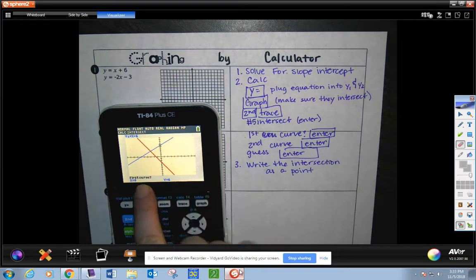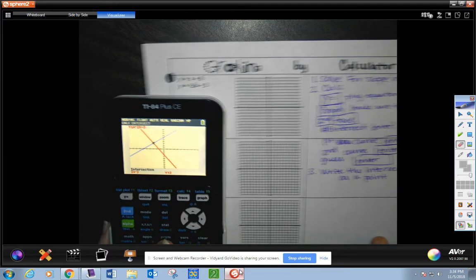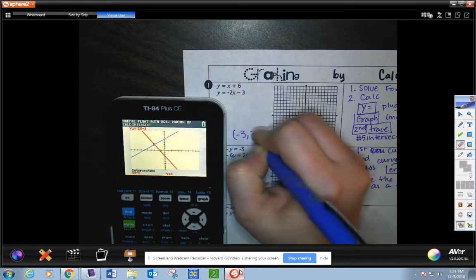Okay, it pops up, and I told you the first prompt was first curve, hit enter. The second prompt is second curve, hit enter. And then it says guess, so hit enter. And now it tells you your intersection, and your intersection is negative 3, 3.